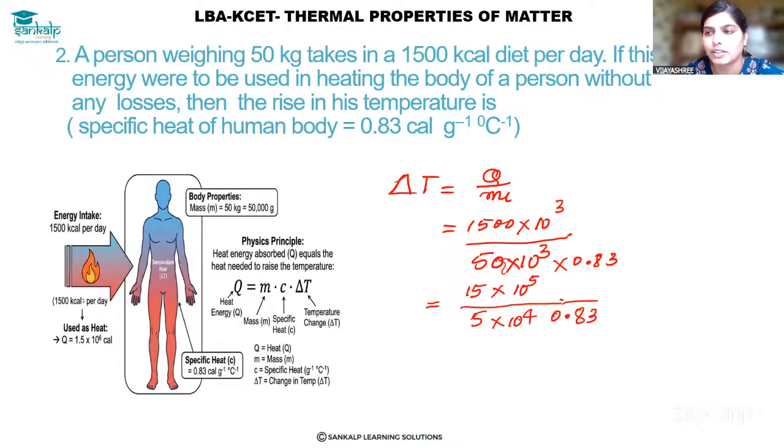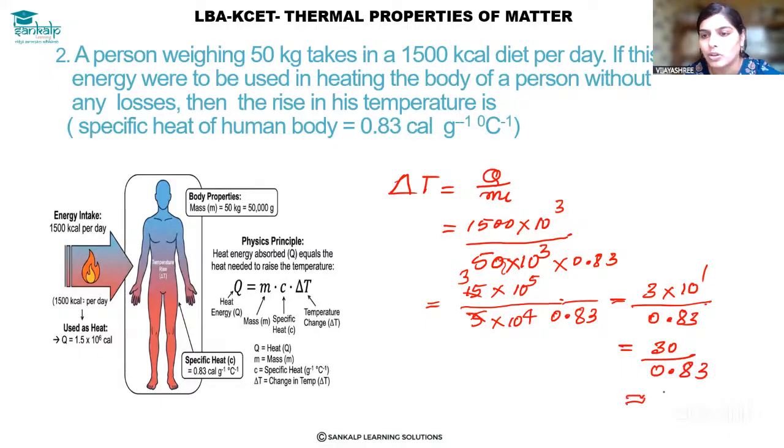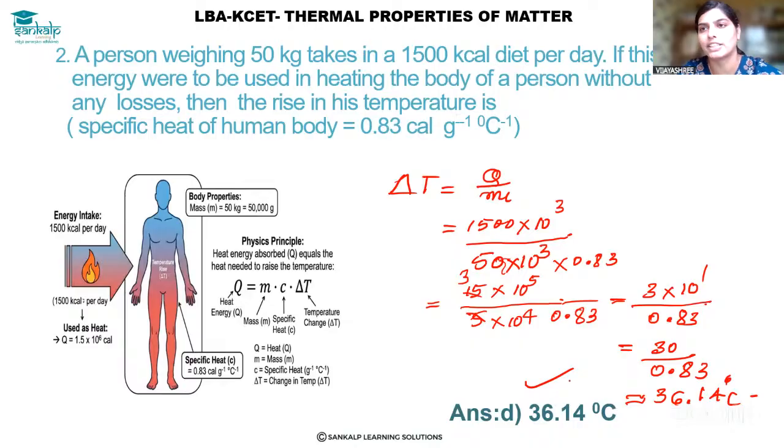So if we simplify this, 5 ones are 5, 5 threes are 15. 10 to the power 4 is in the denominator and 10 to the power 5 in the numerator, which is equal to 3 into 10 to the power 1 divided by 0.83, which is equal to 30 divided by 0.83, which is approximately equal to 36.14 degrees Celsius. This is the right answer. So the correct answer is option D, 36.14 degrees Celsius.